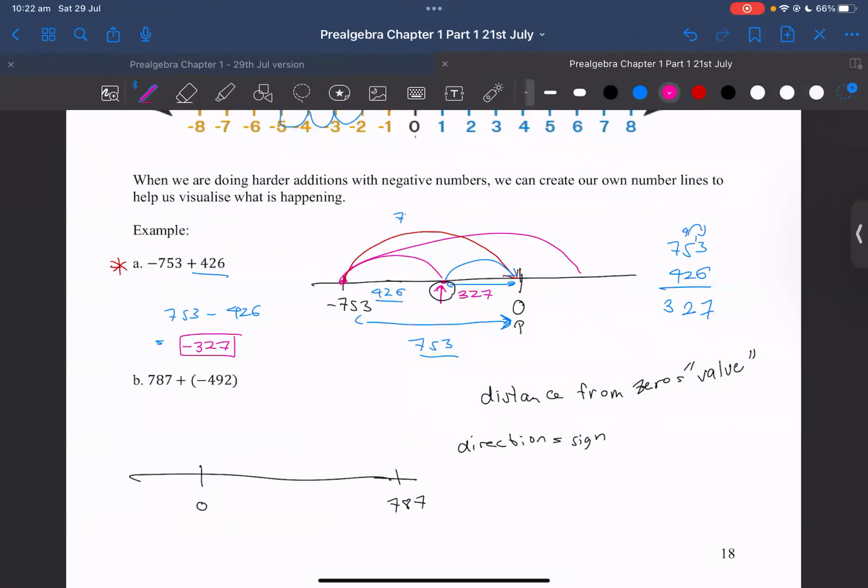So we're going to the left by how much? Yeah, by 492. So if we go left by 492, there we go. We're not going over the origin, because the number's smaller than 787. So we're going 492 this way. What's the value when you go 492 this way? You can think of the whole distance. The whole distance is again what?